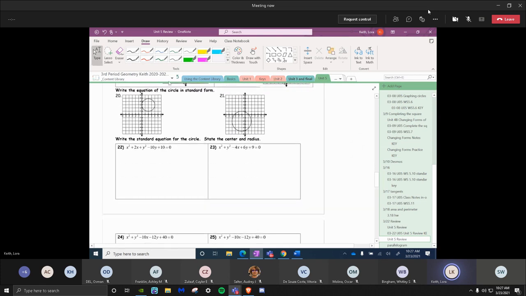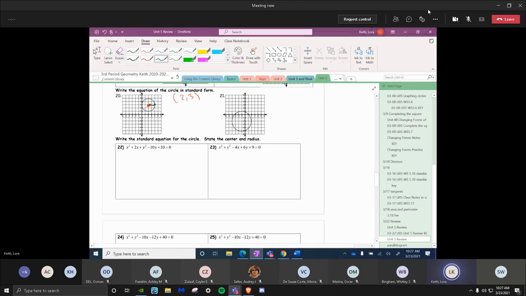Okay, so if you get a circle and it's asking for the equation, you really just have to look at it. So it looks like right here is our center. So that point is (2, 3). Now let's find our radius. So our radius is from the center to a point on the circle.